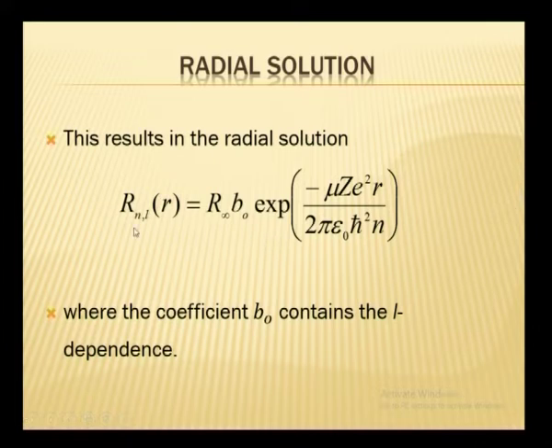As I told you, R_nl(r) is equal to r to the power l multiplied by b naught, times exponential of minus mu Z e squared r by 2 pi epsilon naught h bar squared, multiplied by n. The important point is that your n is coming in here, where the coefficient b naught contains the l dependence.